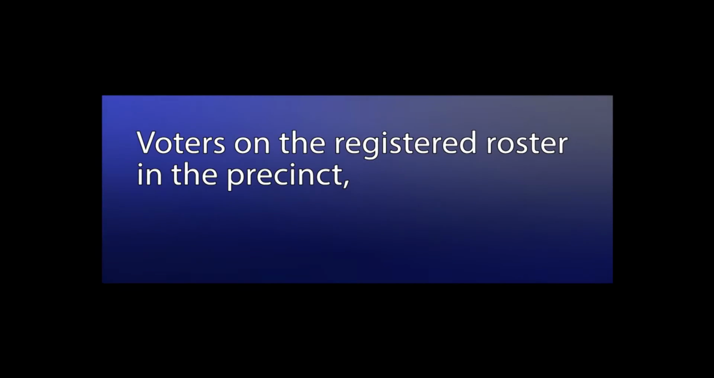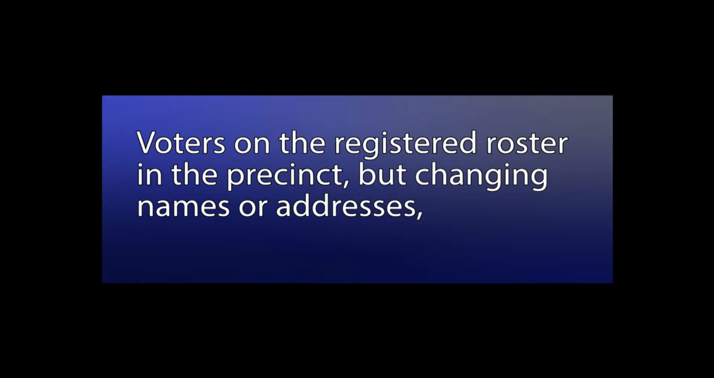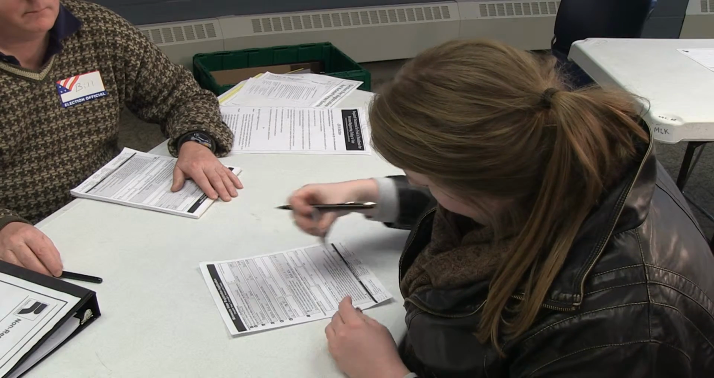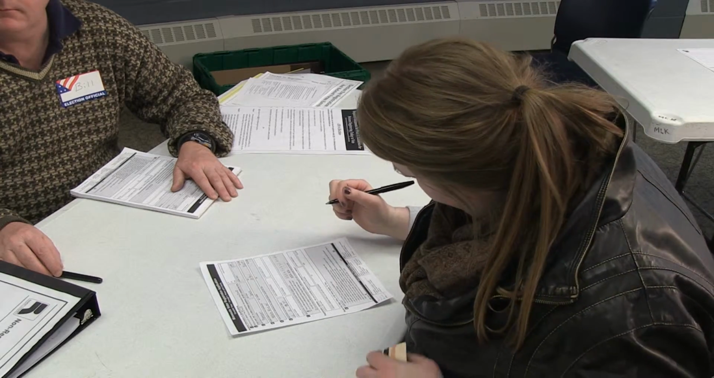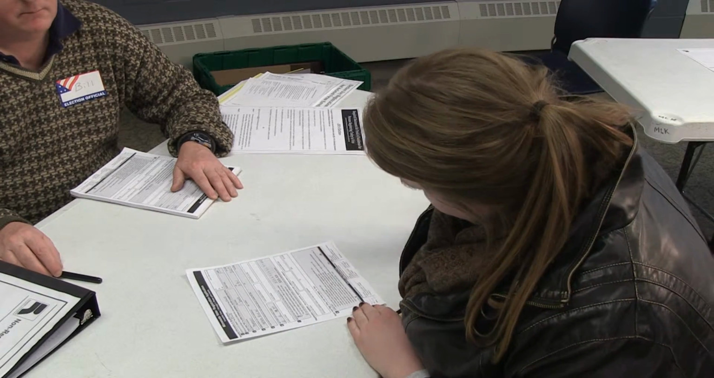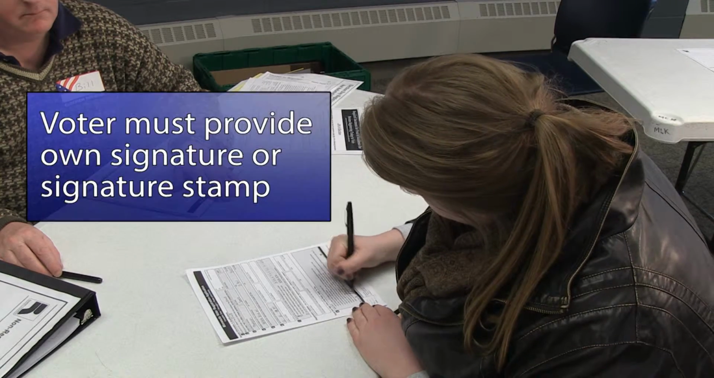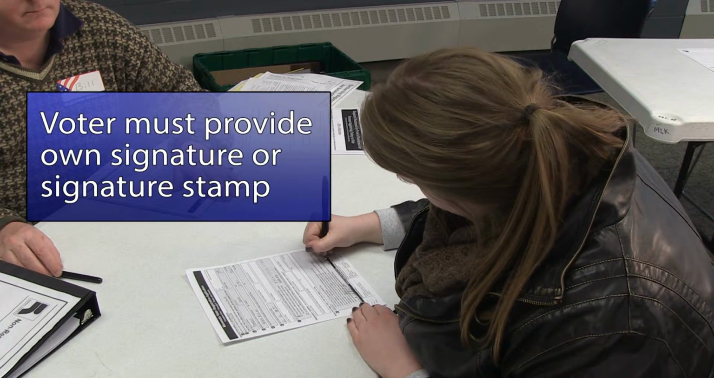In addition, voters who are already on the registered roster in the precinct, but changing names or addresses, must also complete an application. The voter should complete her own registration application, but can request assistance from a friend, family member, or an election judge if needed. The voter must always provide her own signature or signature stamp.